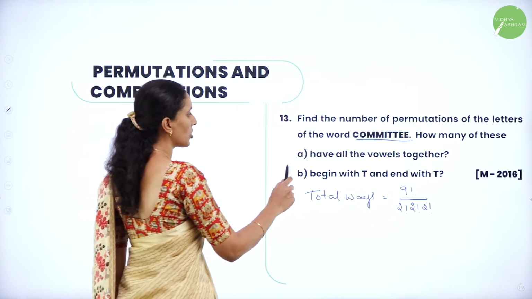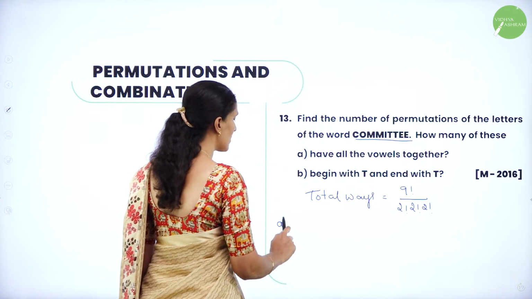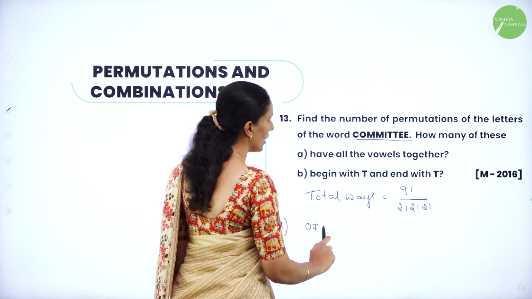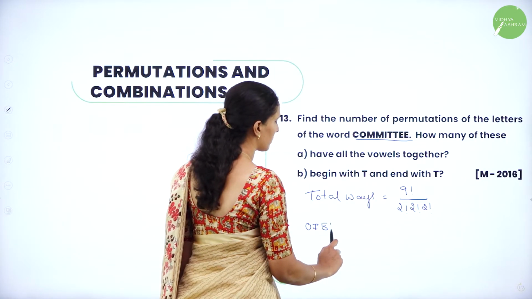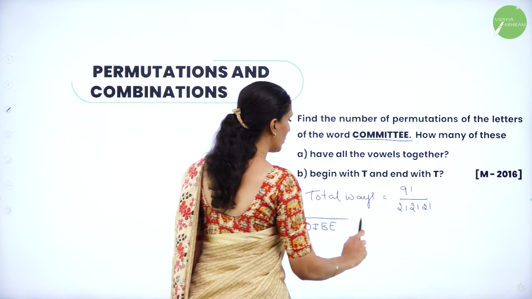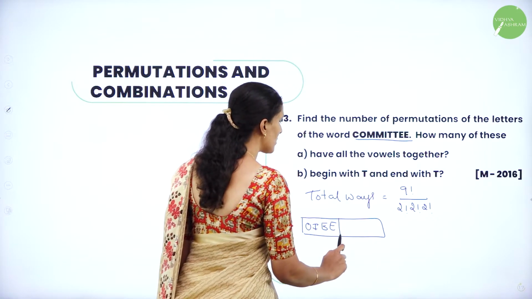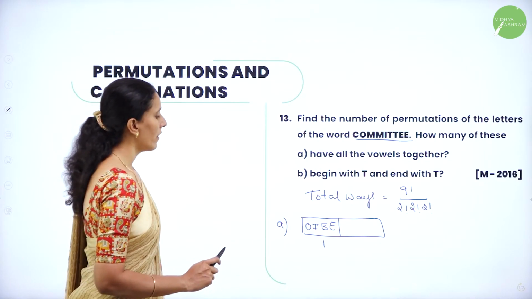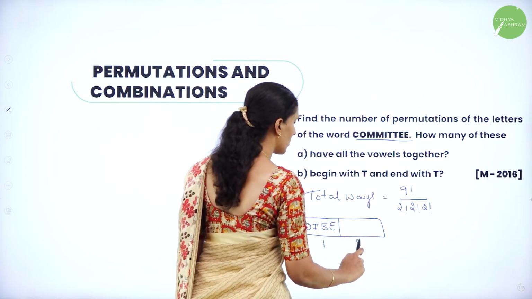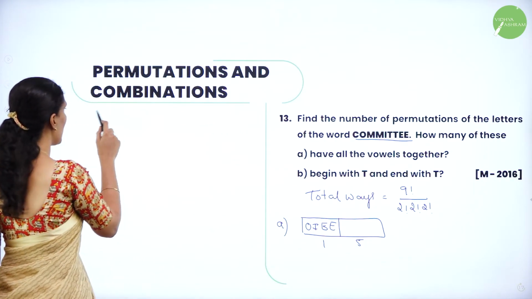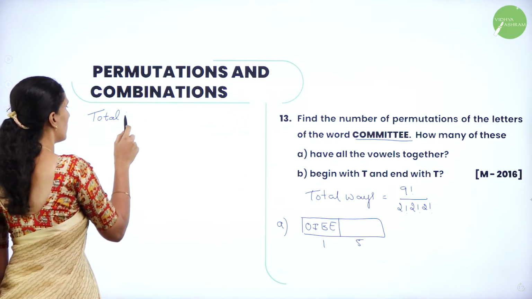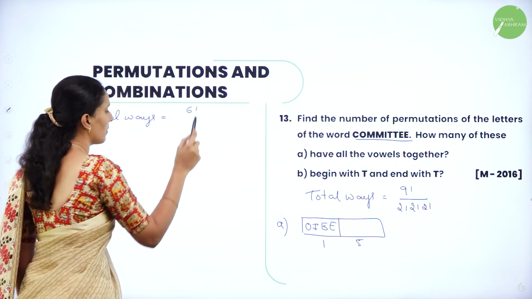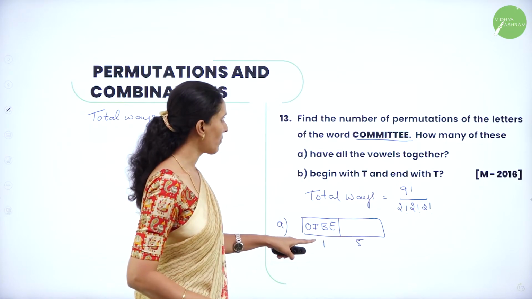Now for the first question, having all the vowels together means, so what are the vowels? We have O, I, E, E. So tie them as one unit. If you tie them as one unit, so from the 9 letters, we have remaining 5 letters. So therefore, total ways is equal to 6 factorial, because it is 5 plus 1, 6 factorial.